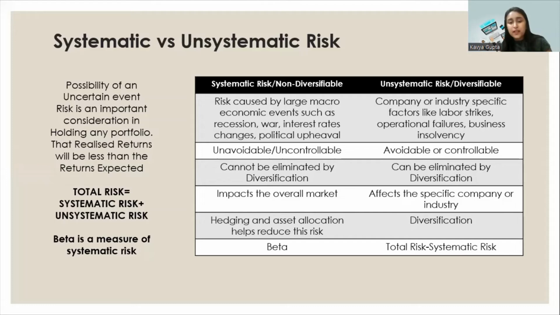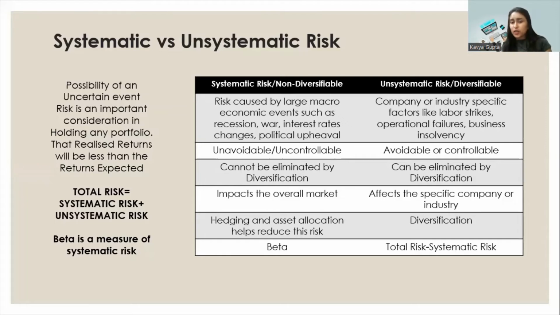Now, systematic risk is a non-diversifiable risk, and it is prevalent in the entire market because it is subject to the market conditions. Hence, it impacts the overall market, whereas the unsystematic risk is firm specific and only impacts the specific company.